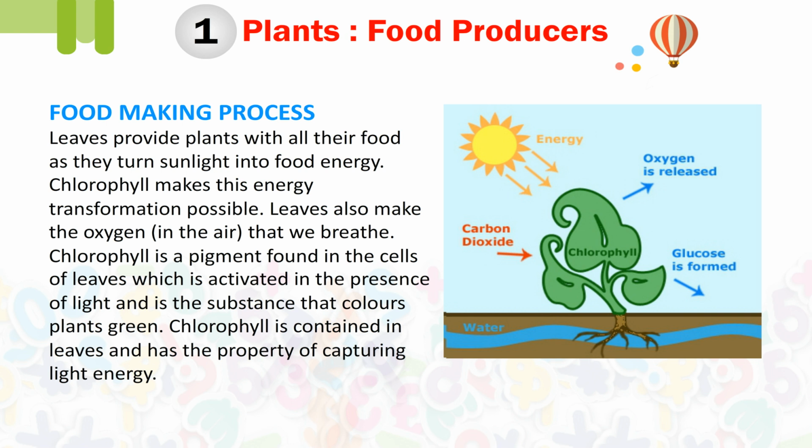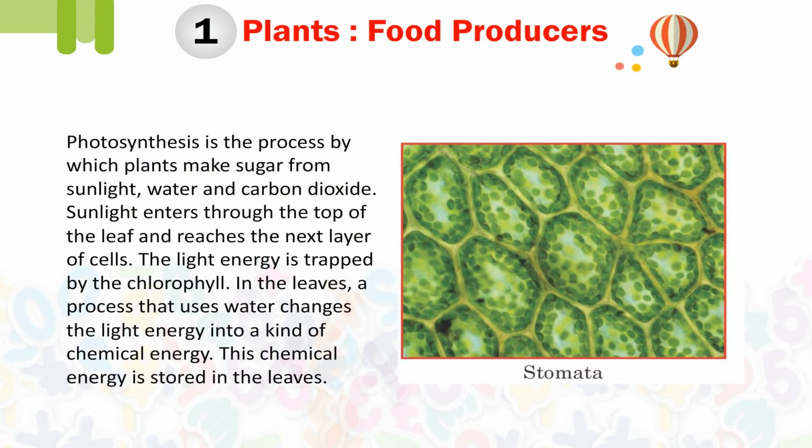Food making process. Leaves provide plants with all their food as they turn sunlight into food energy. Chlorophyll makes this energy transformation possible. Leaves also make the oxygen in the air that we breathe. Chlorophyll is a pigment found in the cells of leaves which is activated in the presence of light and is the substance that colors plants green. Chlorophyll is contained in leaves and has the property of capturing light energy.